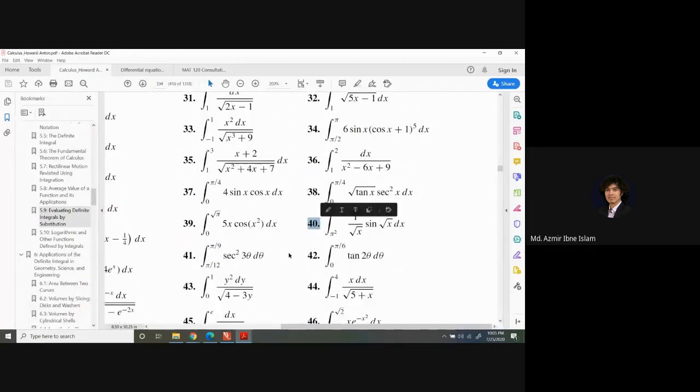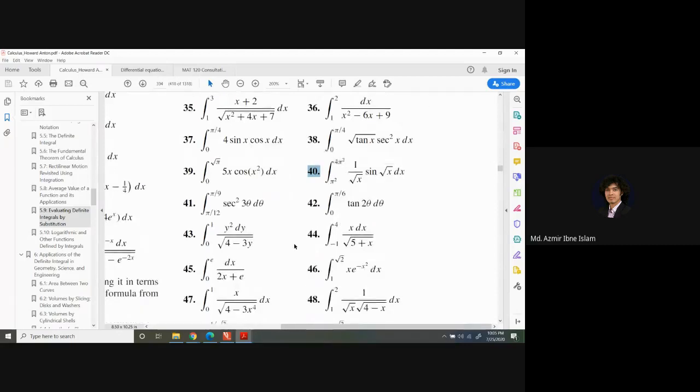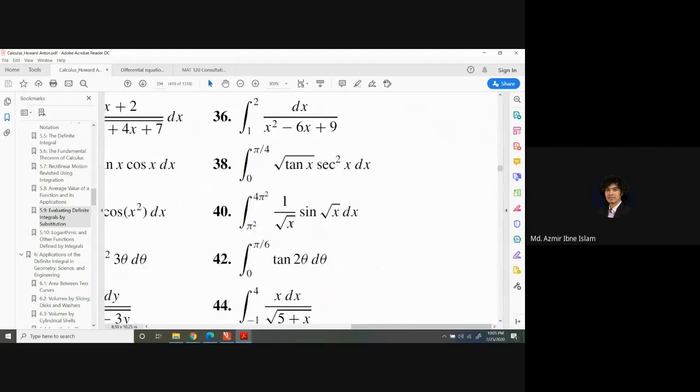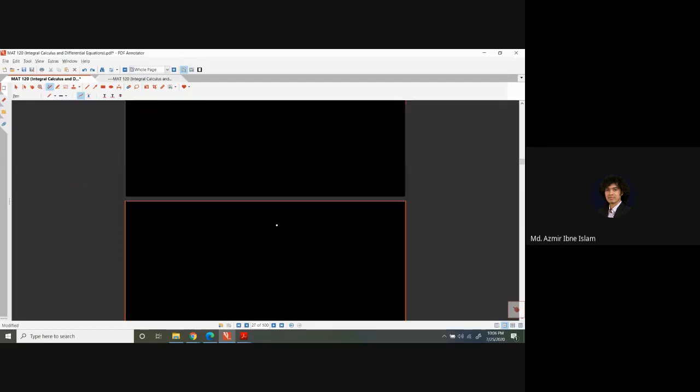Let's say this one, number 40. We have the integral from pi squared to 4 pi squared, and the function is 1 over root x sine root x dx. Let me write this one at first.